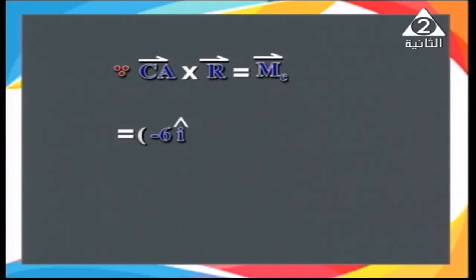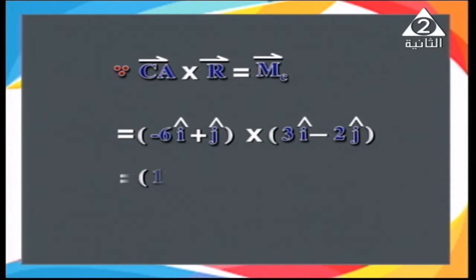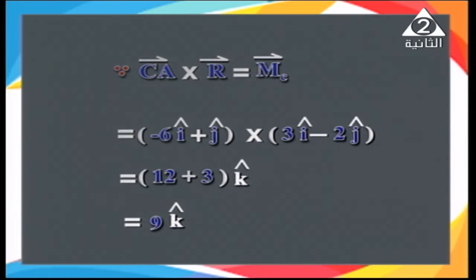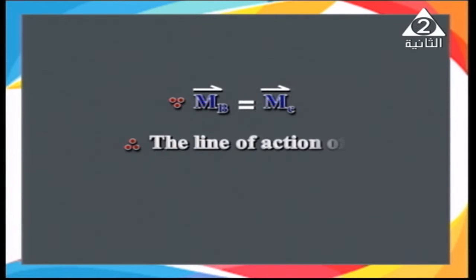By using the same method, negative 6I plus J cross 3I minus 2J equals 12 minus 3K, which equals 9K. Since the moment about B equals the moment about C, the line of action of F is parallel to BC.